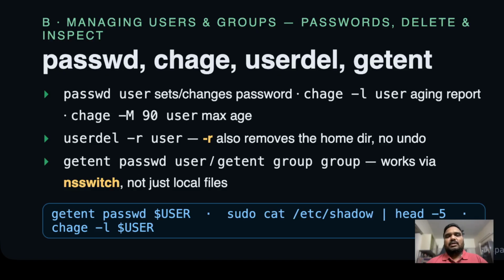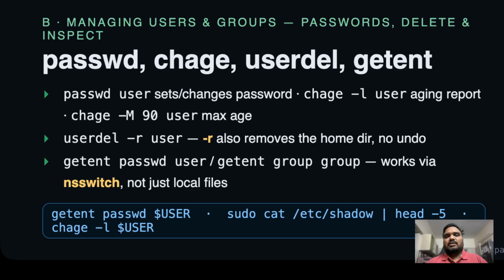Deleting: userdel -r user. The -r matters. It removes the home directory too. Without it, the account disappears, but their files sit there unowned forever. And with the -r, it's a clean removal, which also means it's not reversible. So double check the username before you hit enter.